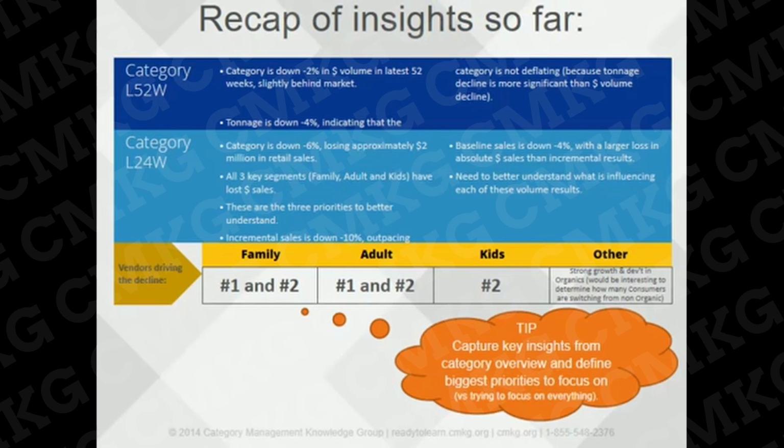Once we complete our category review, we need to capture key observations from the data, including the insights from tying in with baseline and incremental sales results for this category. This is important to do to capture the key priorities and focus areas for the rest of your analysis.